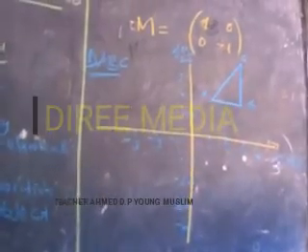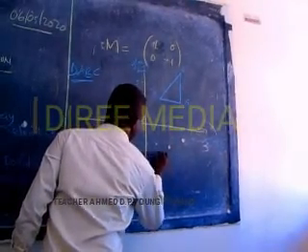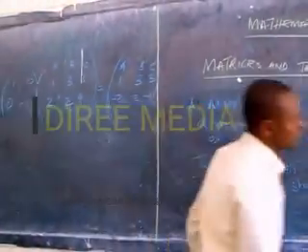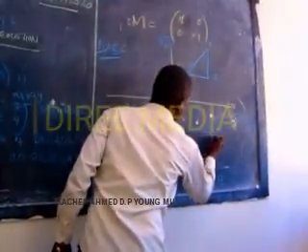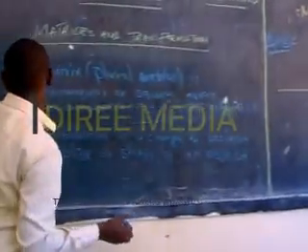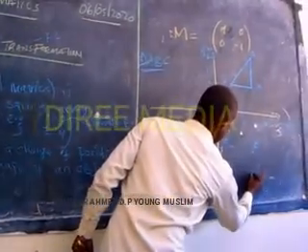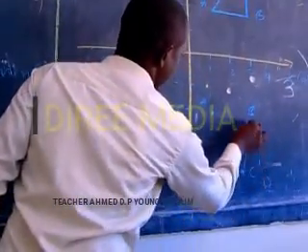So let's plot the image. So what do I have? My A prime is 1, -2. That is my A prime. My B prime is 3, -2. That's where my B prime is. And my C prime is 3, -4. That's my C prime, the image of that particular object.